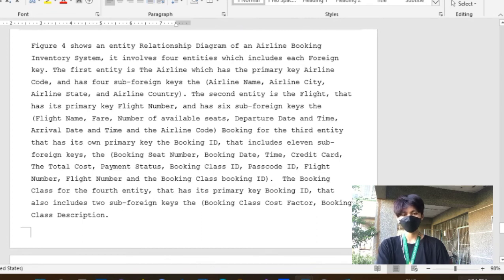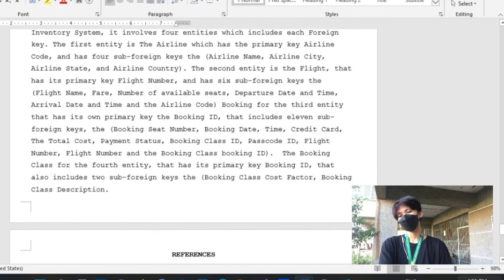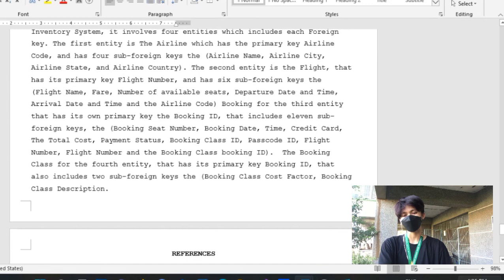The third entity is the booking. It has its primary key, which is the booking ID, and includes 11 sub-foreign keys: the booking seat numbers, booking date, time, credit card, the total cost, payment status, booking class ID, passcode ID, and flight numbers. The booking class entity has its primary key, the booking class ID, that also includes 2 sub-foreign keys: the booking class cost factor and booking class description.